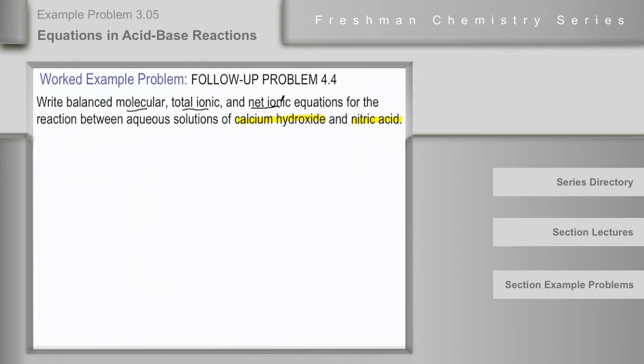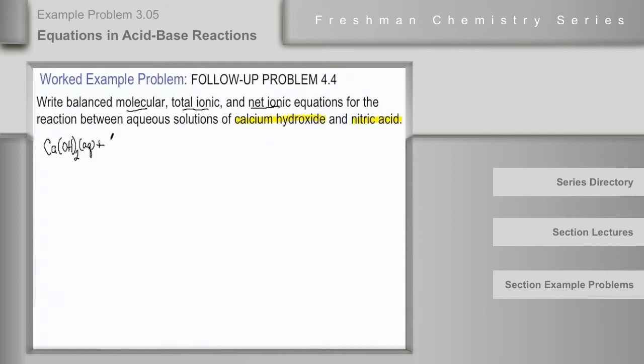reaction. The molecular equation is perhaps the simplest, and it consists simply of the formulas for the reactants and the products, and some indication of their state. So let's start with the molecular equation. So that will be calcium hydroxide. From the name, we deduce that the formula is Ca(OH)2, and this will be an aqueous solution.